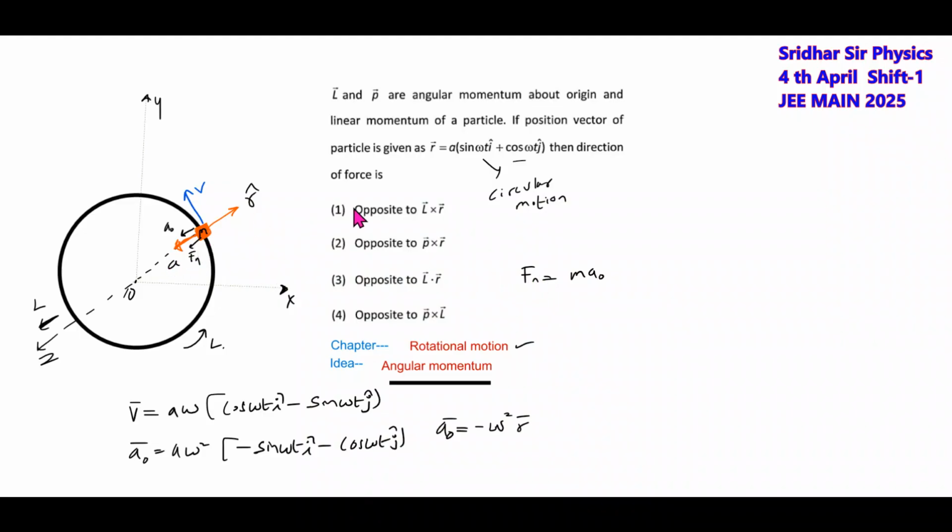What about the momentum vector? The momentum vector will be tangential, parallel to the velocity, because p bar equals m v bar. As the particle moves like this, the angular momentum is along the z-axis, and it will be m v a k cap. Now how will the force vector be? The force vector will be opposite to r cap. L bar is along the z-axis. This is the velocity.